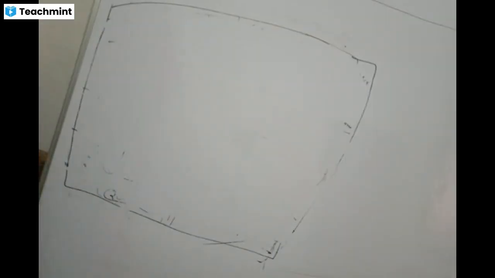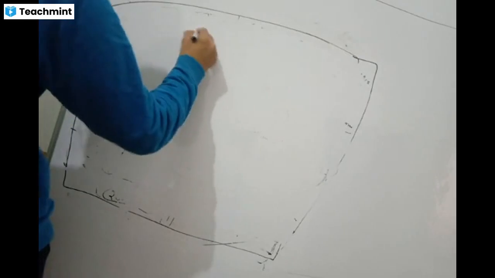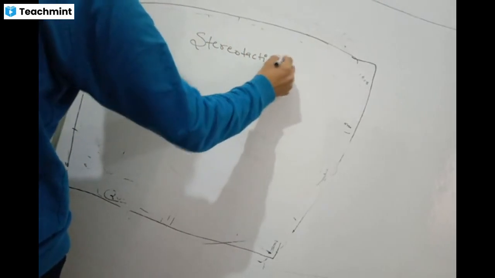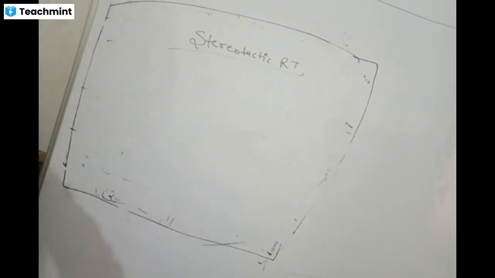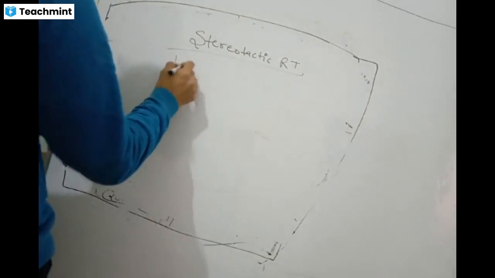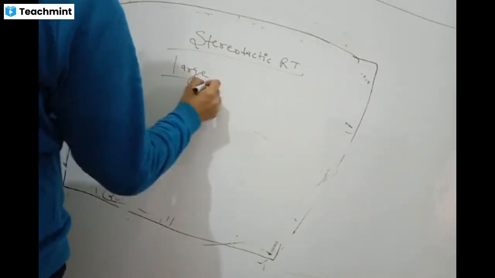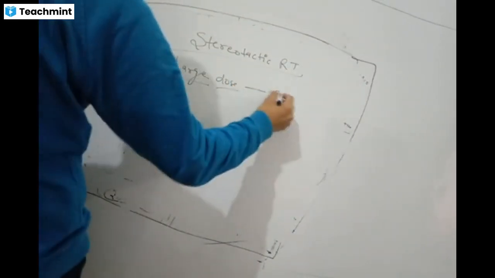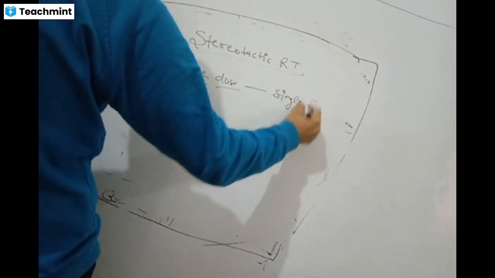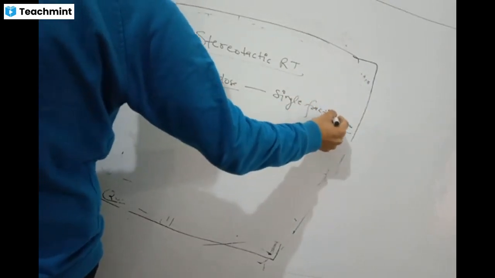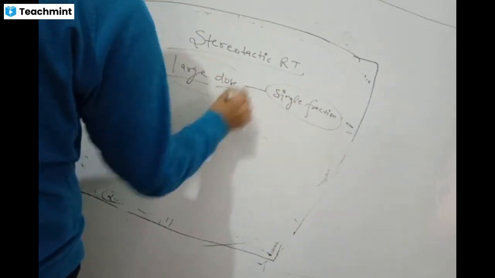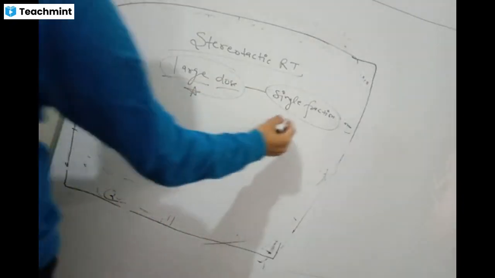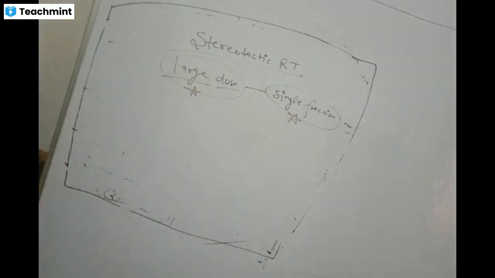There is one more type of teletherapy, the latest one, stereotactic radiotherapy. Stereotactic means two points are important: a large dose of radiation is deposited in a single fraction. So these two points are important for stereotactic radiotherapy: one is large dose and another is single fraction.